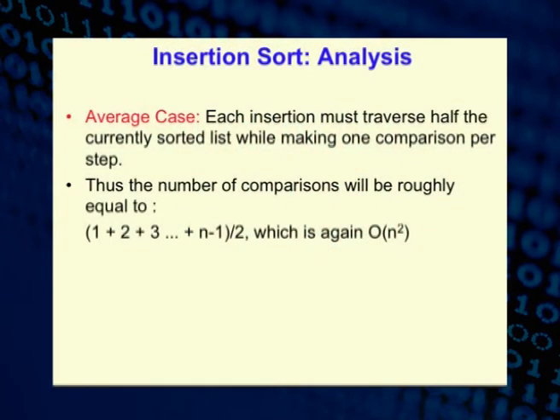On average, each insertion must traverse half the currently sorted list while making one comparison per step. Thus, the number of comparisons will be roughly equal to (1 plus 2 plus 3 up to n minus 1) divided by 2, which again is order n square.